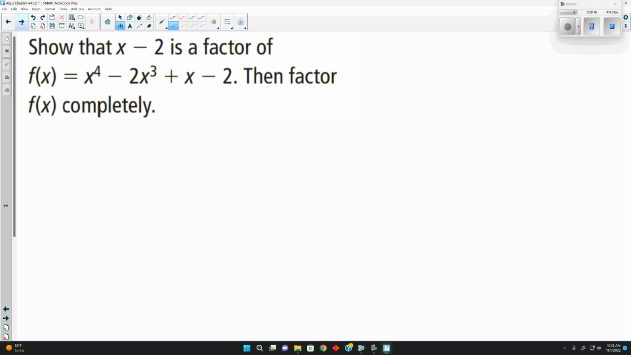We're going to look at another one. Show that x minus 2 is a factor of this here. So it's kind of like a mix of what we did 2 days ago. Really, we can do this completely with what we did yesterday. And I'll show you that here. I can show that on the last one.